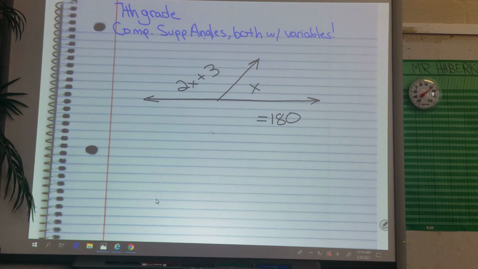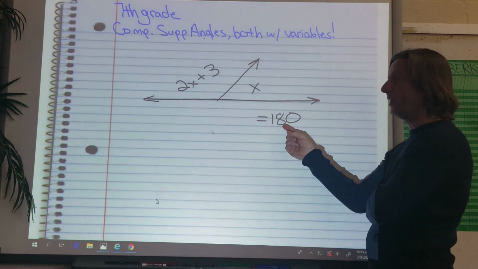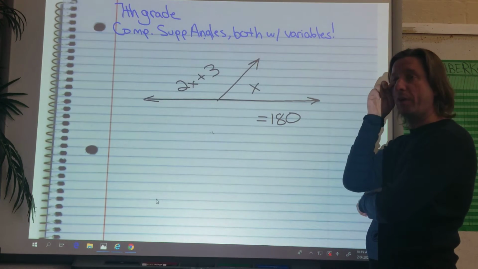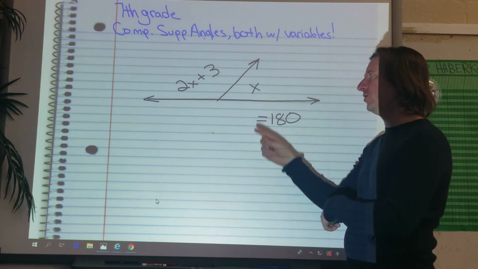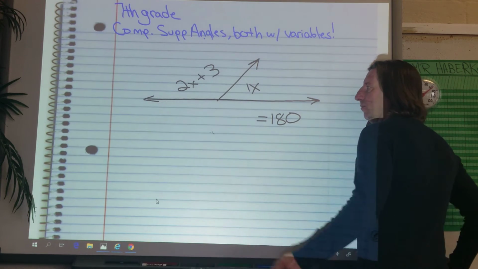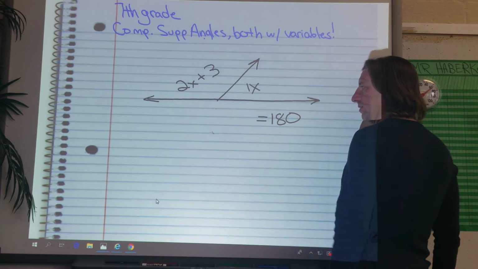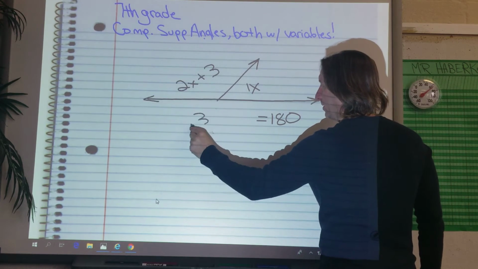So what do we do first? Well, we already figured out the main part. This adds to 180. Then we do our variables. So this is 2x, and this is 1 more. So when you have an x with nothing by it, think of it as a 1x. So what's 2x plus 1x? 2 plus 1 is 3, so I have 3x.